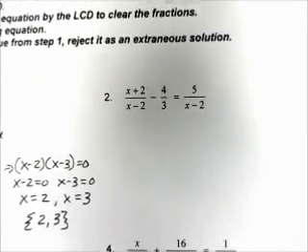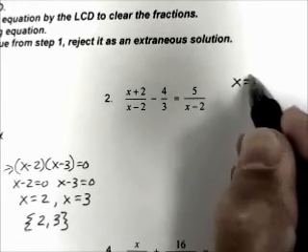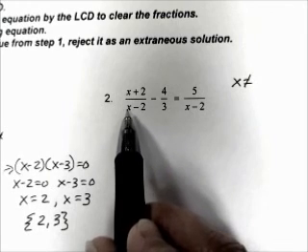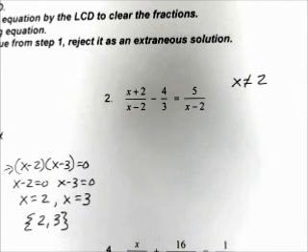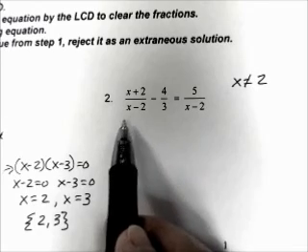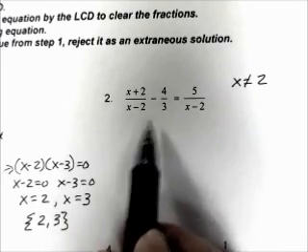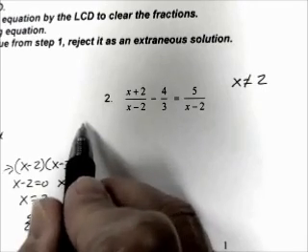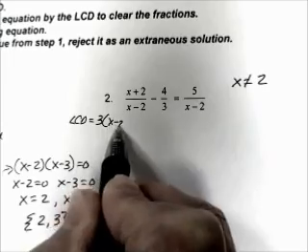Next, number 2. If we replace x here with a positive 2, that would result in a denominator of 0. So x cannot equal 2. Look for our least common denominator. For x minus 2, 3 and x minus 2, it's x minus 2 times 3. So the LCD is 3 times x minus 2.